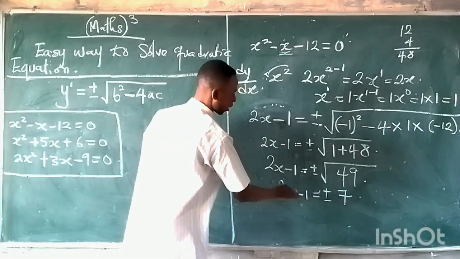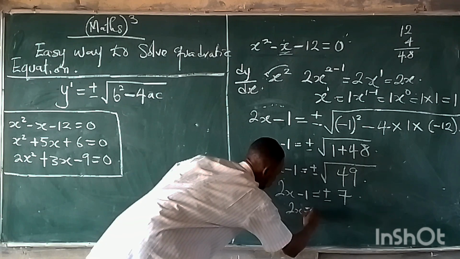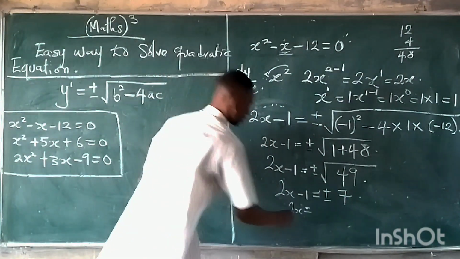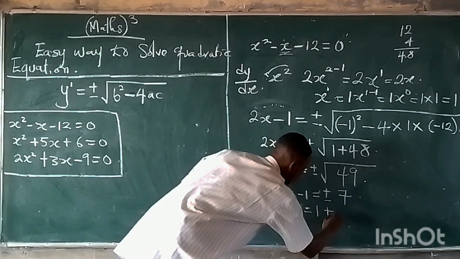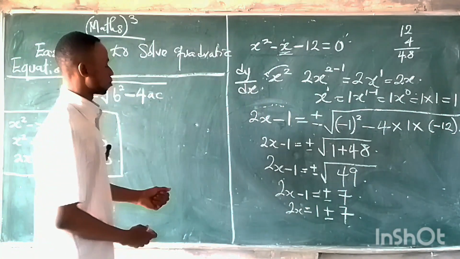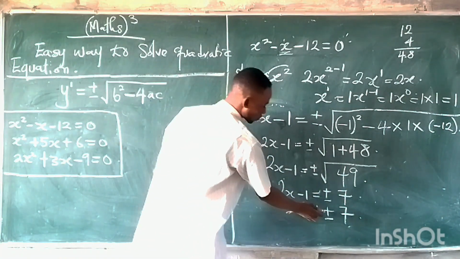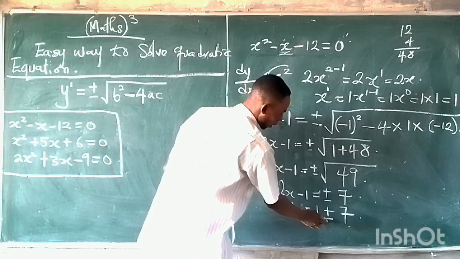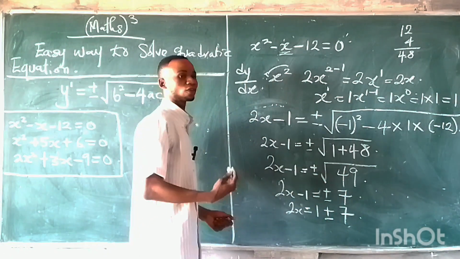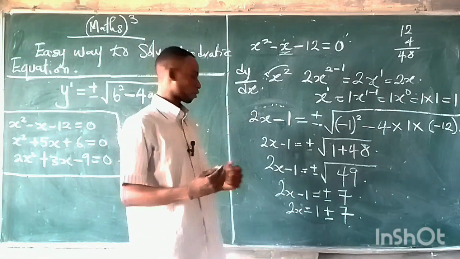Then we move this value to this other side by having 2x equals this minus 1, moving it to this side. It was plus 1, so we are going to have 1 plus or minus 7. Anytime you see a value with plus or minus, it represents two values: 1 plus 7, or 1 minus 7. In a quadratic expression, we have two factors.